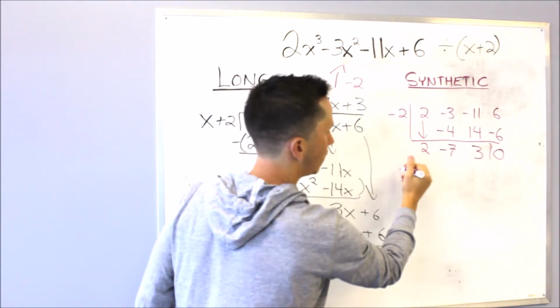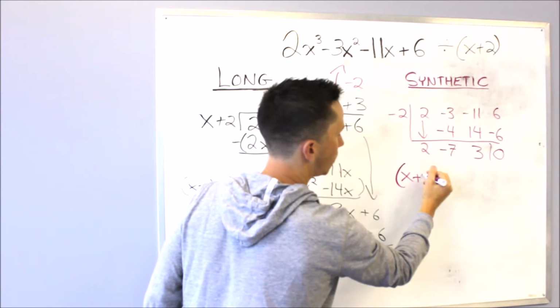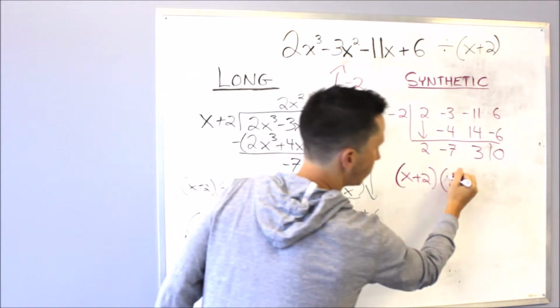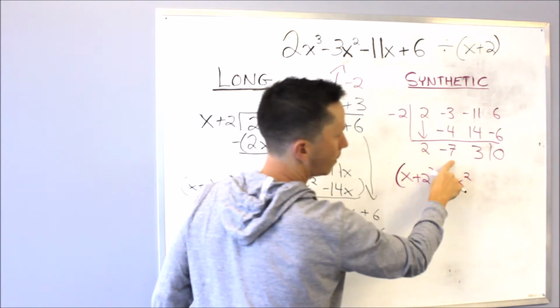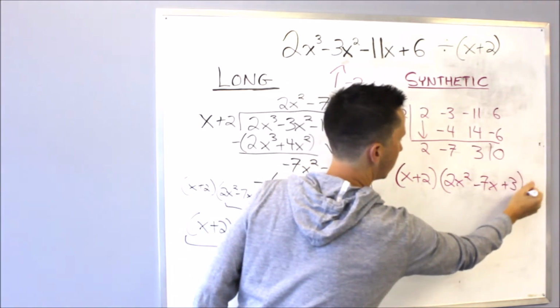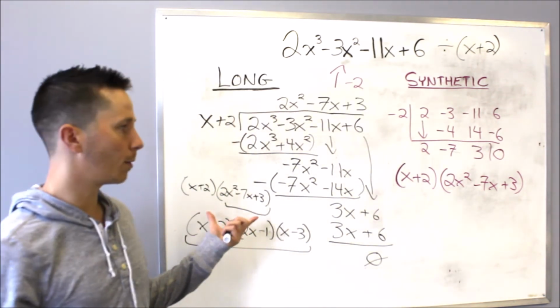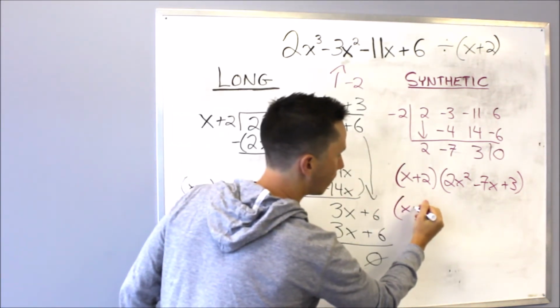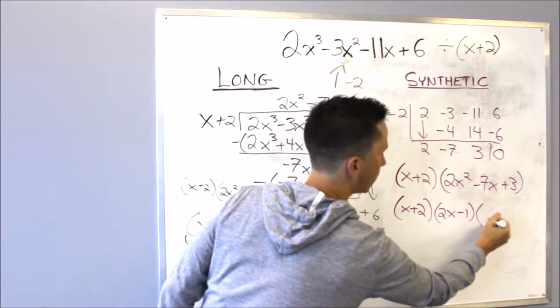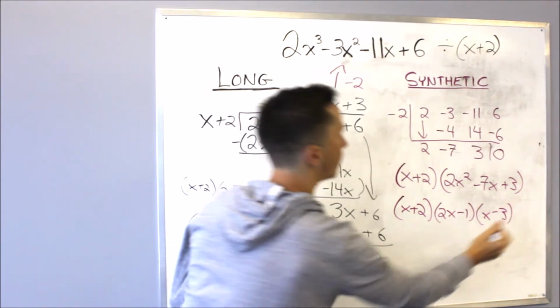and the constant. So we can then say that our x plus 2 leaves us with a quotient of 2x squared minus 7x plus 3. So it matches exactly what we had here, and then again you can go and factor your quadratic however you like. 2x minus 1 and x minus 3.